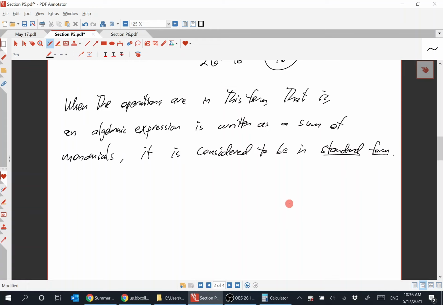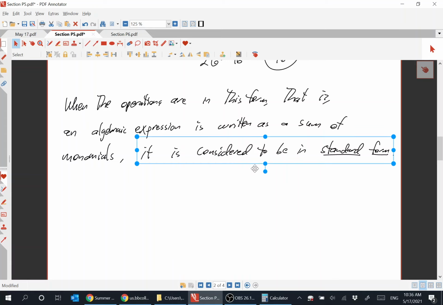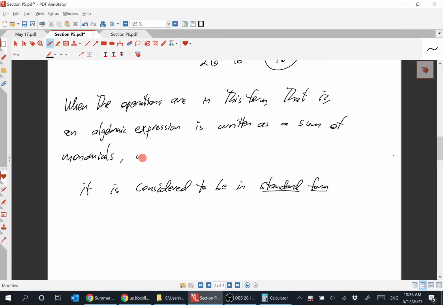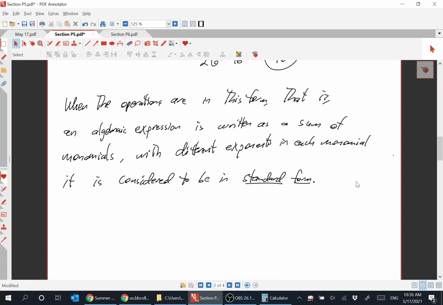One more thing. It is written as a sum of monomials with different exponents in each monomial. Then it is considered to be in standard form or simplified form. I don't know why the book insists on using simplified all the time, because it doesn't really mean anything consistent.